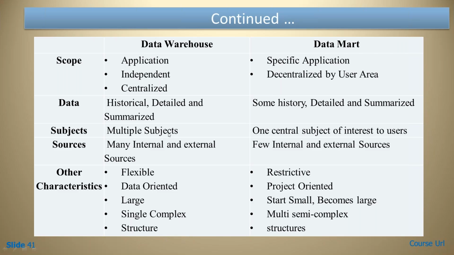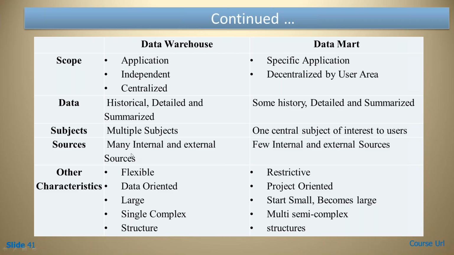Subject, multiple subjects. So multiple subjects will be available in this data warehouse, product wise, time wise, and location wise, or some other items. Everything will be present all together. So multiple subjects are available. Coming to this data mart, only one subject will be available. One subject, one data mart. Two subject, two data mart. In that way, it will be split.